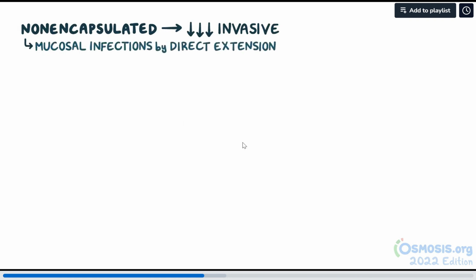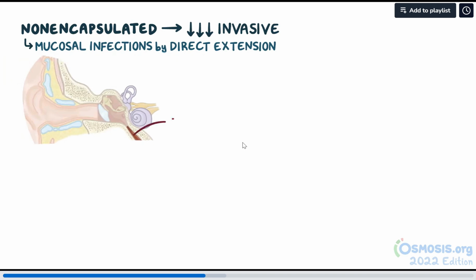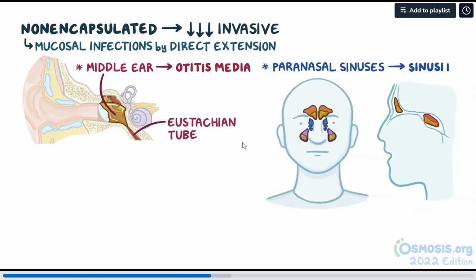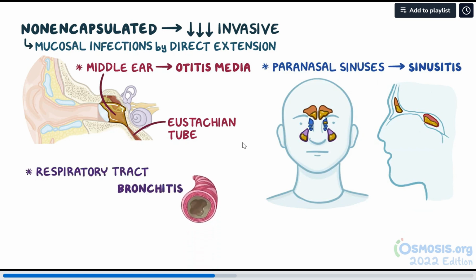Non-encapsulated strains of Haemophilus influenzae, on the other hand, are less invasive, and they mostly cause mucosal infections by direct extension. For example, they may go up the eustachian tubes and reach the middle ear, causing otitis media. If they spread to the paranasal sinuses, they cause sinusitis. Finally, if they go down the respiratory tract, they may cause bronchitis, which is the inflammation of the bronchi, or pneumonia, which is inflammation of the lungs.